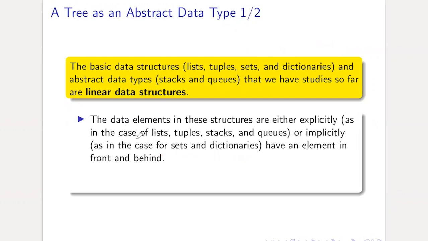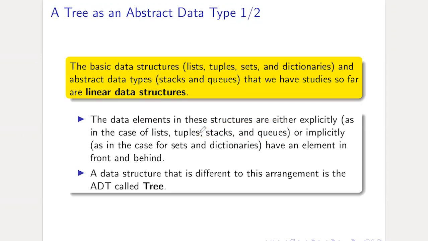That I have noted here for the sets and dictionaries. But other things like lists, tuples, stacks and queues: especially lists and tuples have indexes, so they are ordered. And stacks and queues, by the very nature of their definition, are ordered. Stack is last in, first out. Queue is first in, first out. So they have linear order.